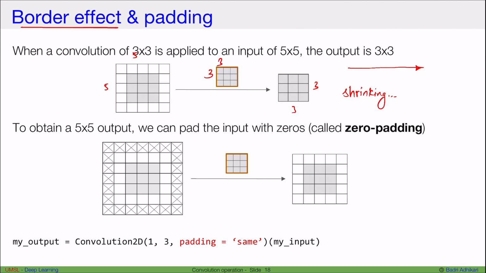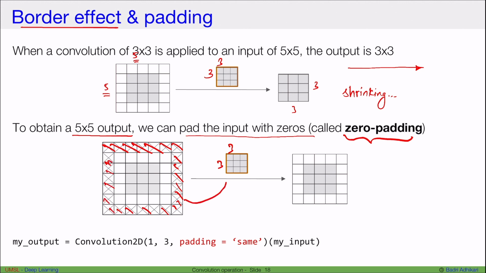Instead, if we want to maintain the 5 by 5 input, so to obtain a 5 by 5 output, we can pad the input with zeros, which is also known as zero padding in deep learning. So before we apply the 3 by 3 convolution, I add these extra zeros around my input, so that now when I do the convolution, what I get is actually a 5 by 5 output. In this way, I will maintain the size of my input image even after doing convolution.